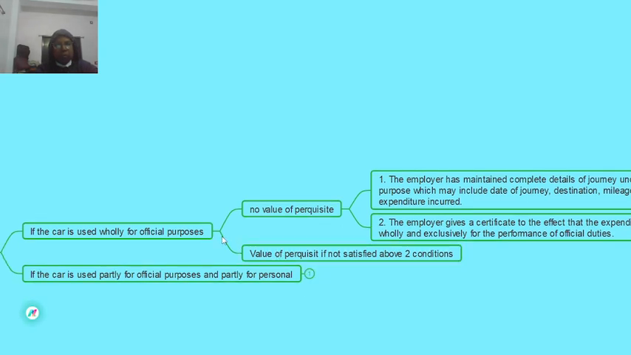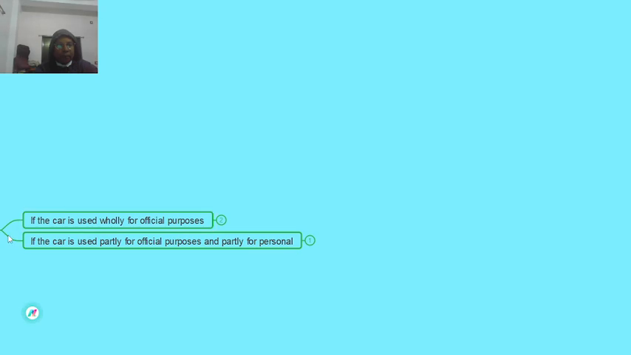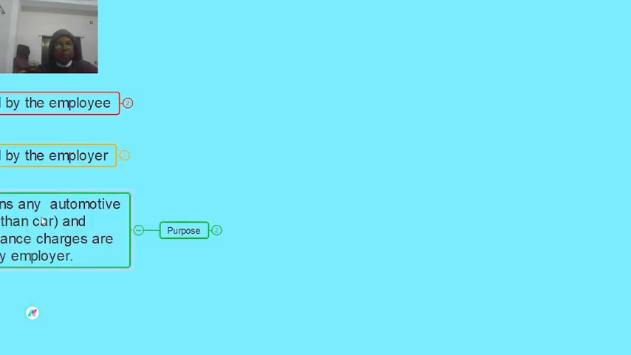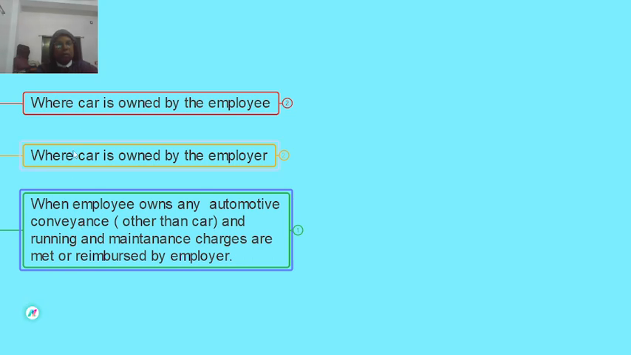So basically there are three cases. We calculate the value of taxable perquisite in case of a motor car when the car is owned by the employee, when the car is owned by the employer, and when the employee owns any automotive conveyance other than a car but the running and maintenance expenses are made by the employer. Then the value of perquisite will be there.